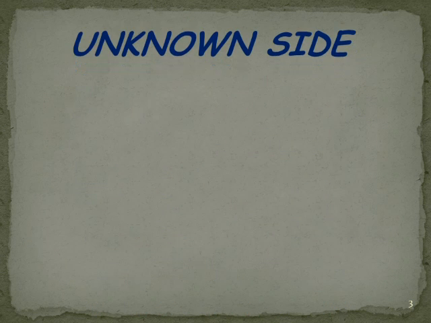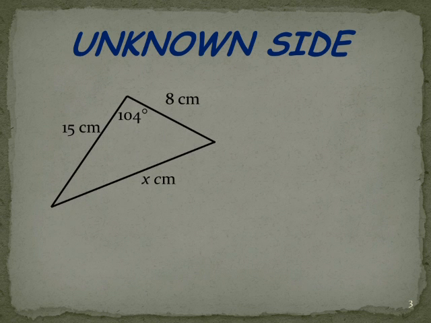So let's consider what happens when we've got an unknown side. Remembering that your questions frequently come as worded questions, you have to draw them to reflect what's said in the words. So in this case here we have a triangle, two sides of 15 centimetres, the angle between them is 104, and we're trying to find the third side.